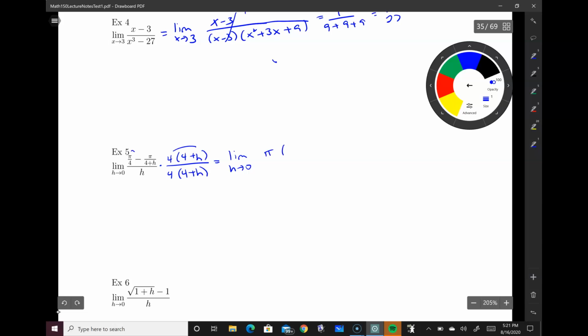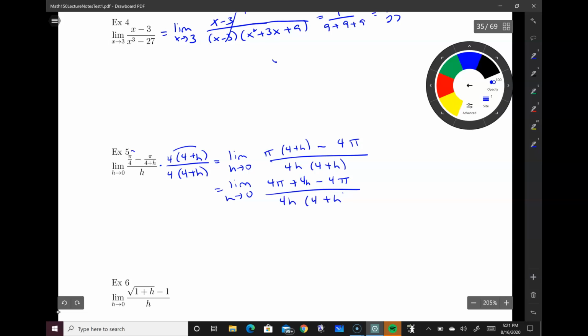So I have a pi times a 4 plus h for the first term, minus a 4 pi. So the 4 plus h's cancel. Do not multiply the denominator out. Leave it as it is. I am going to multiply the numerator out. So I get 4 pi plus 4h minus 4 pi, over 4h times 4 plus h. And I'm just going to use a different color here. You can see the two 4 pi's cancel. I'll just be left with a 4h in the numerator. So these h's will cancel.